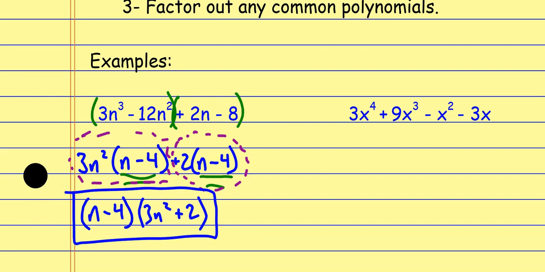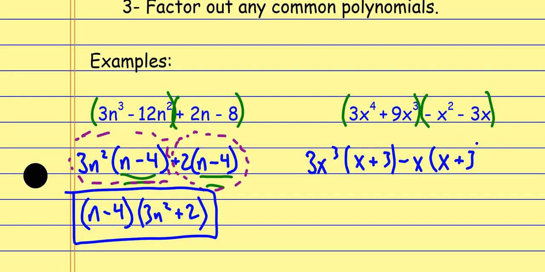This one, same kind of thing. I'm going to put them in groups. Out of the first group, I can factor out a 3x cubed, which leaves me with an x plus 3. Out of the second group, I can factor out an x. So I'm going to do a minus x, which leaves me with an x plus 3. And be careful with your signs there. And now I see that I have a big chunk of x plus 3 in common. If I take that away, I'm left with 3x cubed minus x.